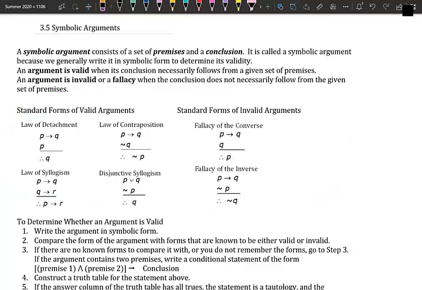A symbolic argument consists of premises and a conclusion. It is called a symbolic argument because we generally write it in symbolic form to determine its validity. An argument is valid when its conclusion necessarily follows from a given set of premises. An argument is invalid, or a fallacy, when the conclusion does not necessarily follow from the given set of premises.